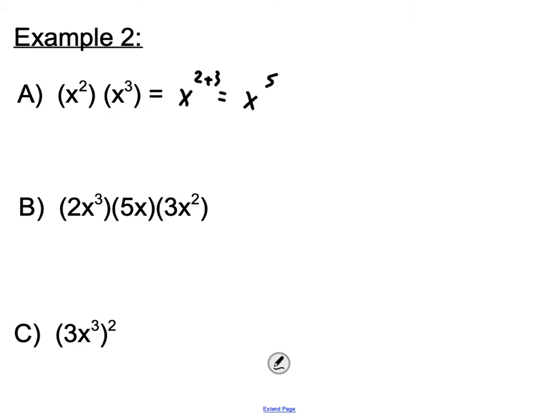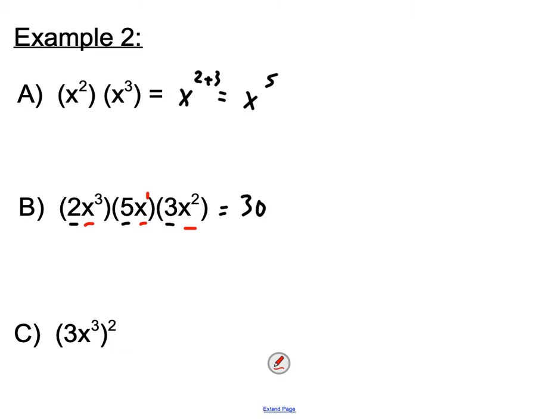All right, so this one here, you've got 2x to the third times 5x times 3x to the second. Nothing is a power to a power in there. There's no powers outside the parentheses. So what we can do here is simplify the regular numbers, the coefficients. So 2 times 5 times 3 is 30. So we just multiplied our regular numbers together. And then we have our terms with the powers. And don't forget, if you've got x and there's not a power listed, it's x to the first.